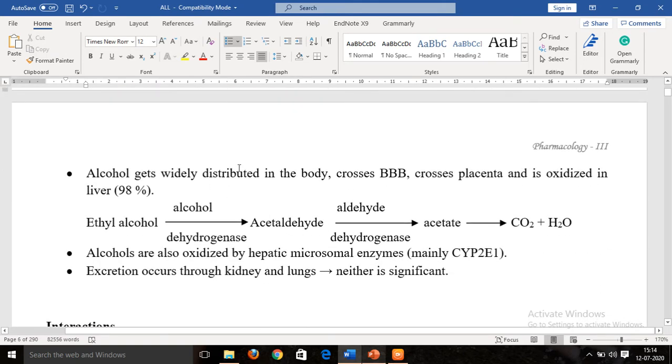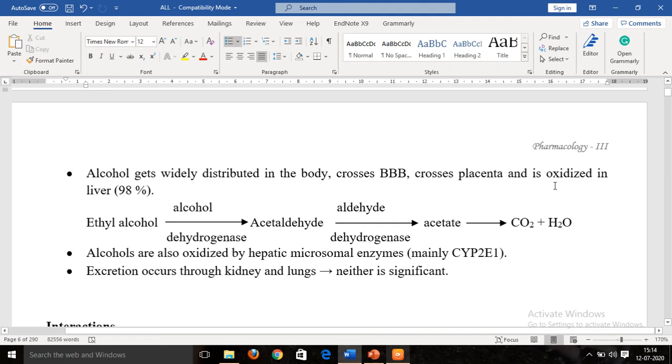And then if you see the distribution part, it is widely distributed throughout the body. It can also cross the blood-brain barrier very easily to produce CNS effects. It can also cross the placenta, so that it can also affect the fetus. So it also has a teratogenic effect, so it should be contraindicated during pregnancy.